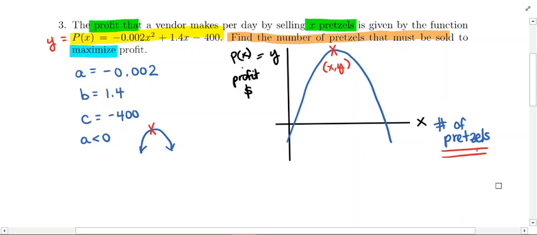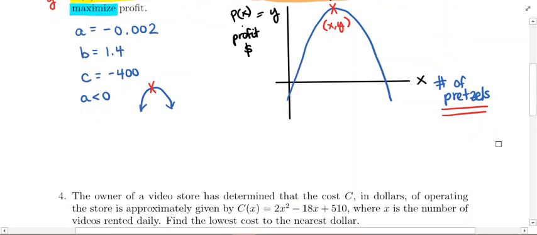So to answer this question, we need to find the x coordinate of the vertex. If instead the question had asked what the maximum profit was, profit is the y value. In that situation, you would have found the y coordinate of the vertex. But here we're looking for the x coordinate. So all we need to do is apply the vertex formula, x equals negative b over 2a. That gives us the x coordinate only, and that's what we want. We already know our a and b, so we can just plug those in.